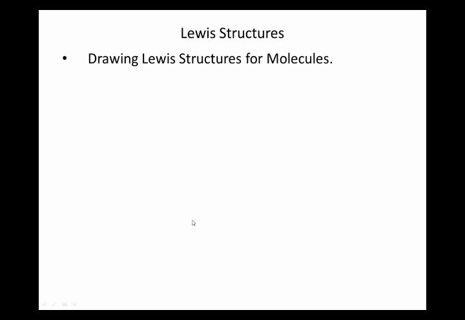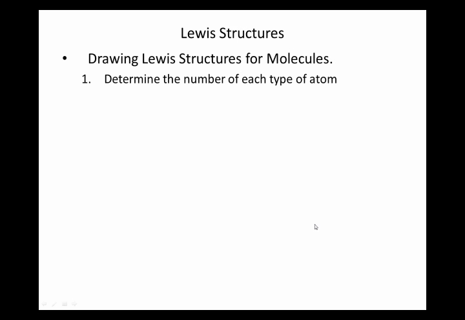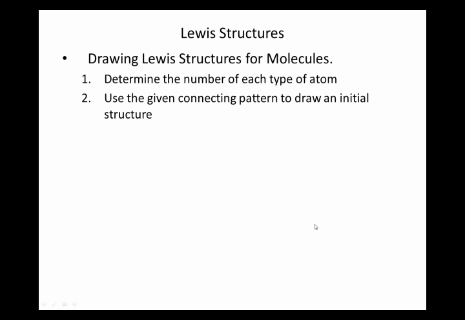So the way you draw Lewis structures is, first, you have to determine the number and type of each atom. I'm going to work with a pretty simple one to start with. We're going to start with CF4, and I'm going to keep jumping back and forth between this slide and the directions. So determine the number and type of each atom. That's fairly simple. It's 1 carbon and 4 fluorines. Next, we use the given connecting pattern to draw an initial structure.